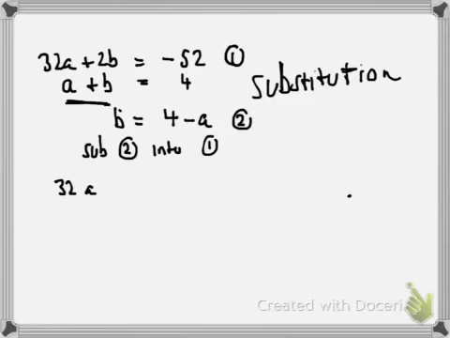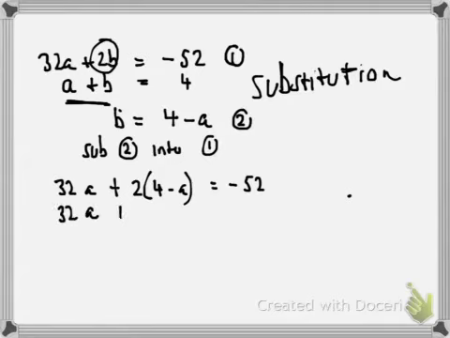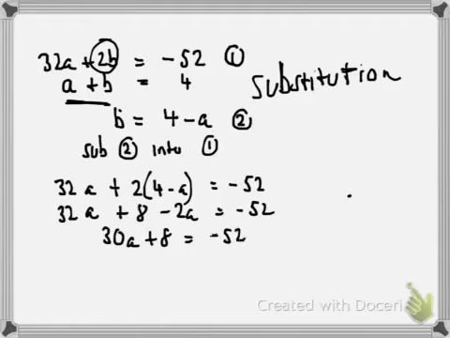So we get 32a plus 2b. Now we know what b is. b equals 4 minus a. So we can put in 2 outside of 4 minus a equals negative 52. Expand the brackets, 32a plus 8 minus 2a equals negative 52. Tidying up the left-hand side, we get 32a take 2a, we get 30a plus 8 equals negative 52. Nearly there.